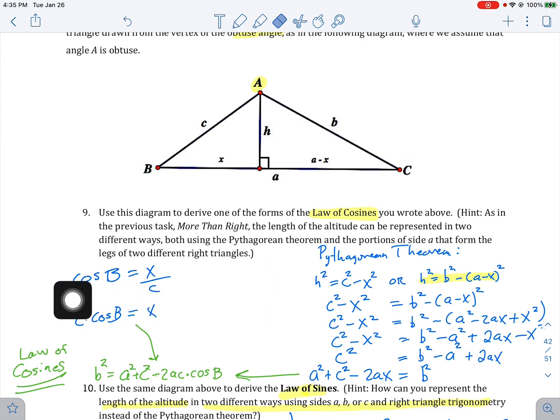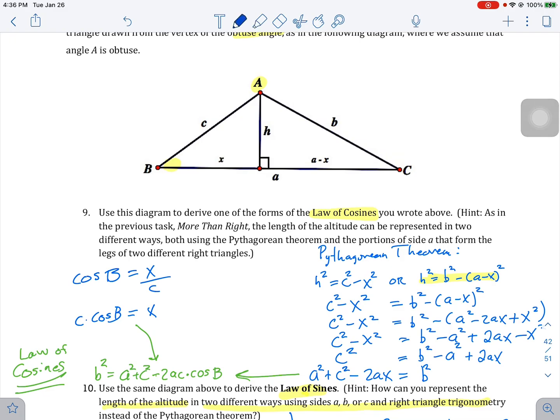So we're going to go back and use trig to define x. So the cosine of b, cosine is adjacent, which is x, divided by the hypotenuse, c. So x is equal to c times the cosine of b. So if we substitute that in for x, we get the law of cosines. b squared is equal to a squared plus c squared minus 2ac times the cosine of b. So you can use that to solve for an angle or for sides of any triangle, right?